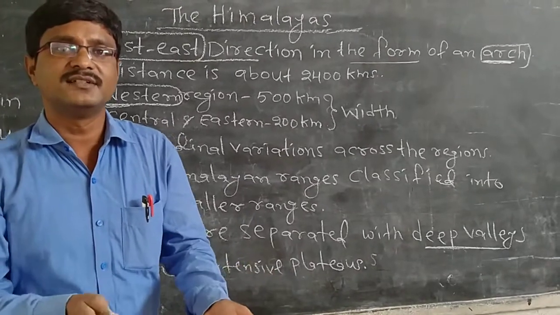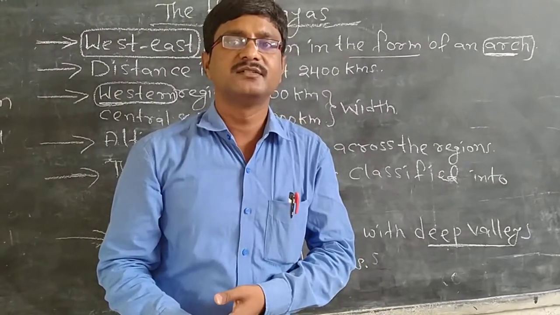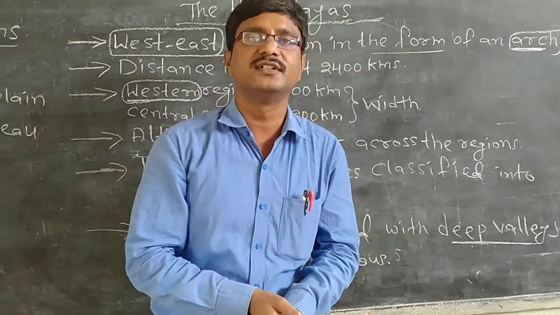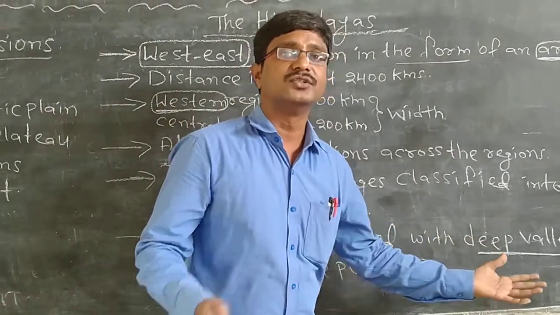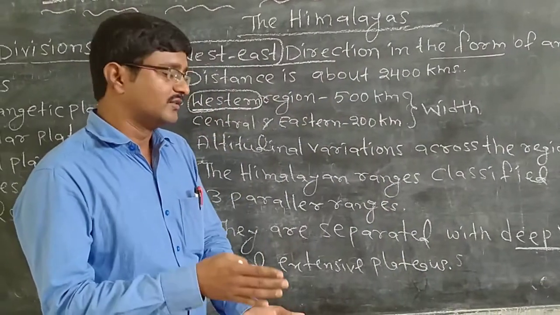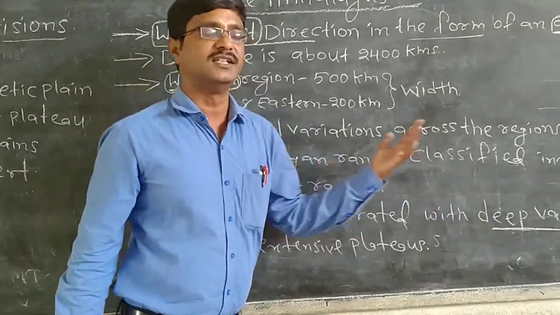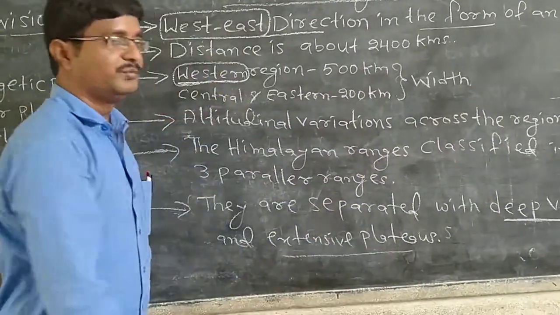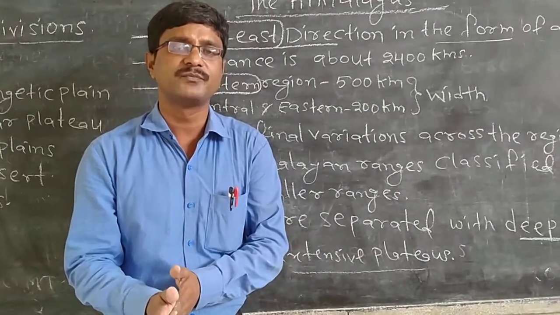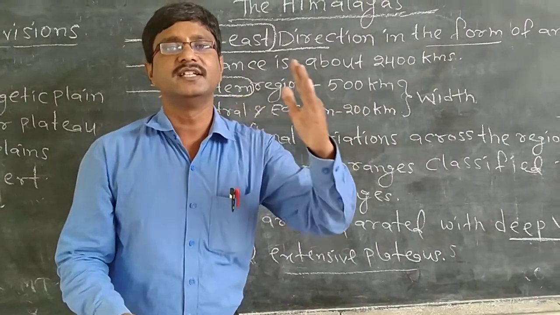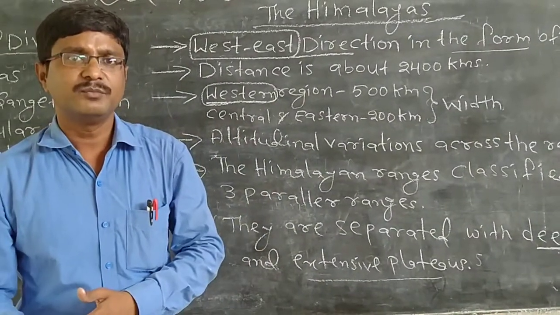For example, presently there is a war situation between India and China. Chinese soldiers attacked our Indian soldiers in the Ladakh valley. So such type of deep valleys. The three Himalayan ranges are separated with deep valleys and also extensive plateaus. What are separated with deep valleys and extensive plateaus? The Himalayan ranges.